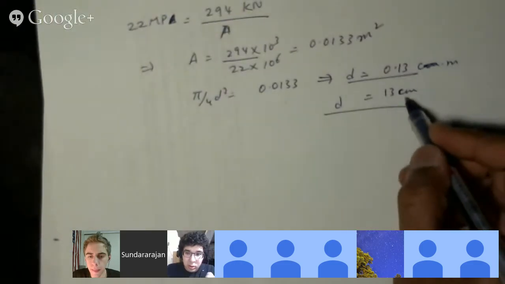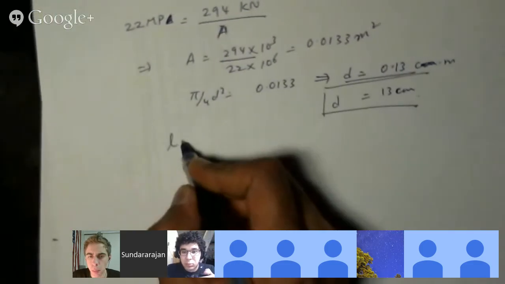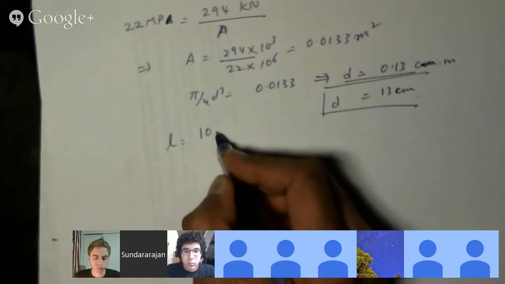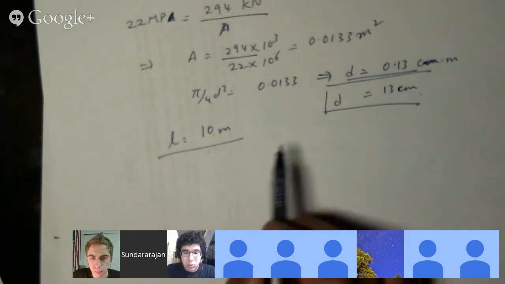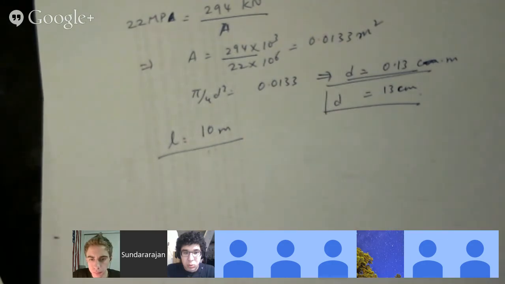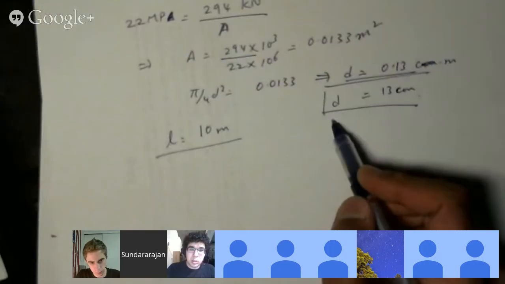Okay, yeah, now I get it. So now D is 13. Now let's say the length of the rod is 10 meters. So now find the extension in the length and the decrease in the diameter. Are we going to use the same? Yeah, the same, but we have a new diameter. So just a new diameter, and everything else is the same.